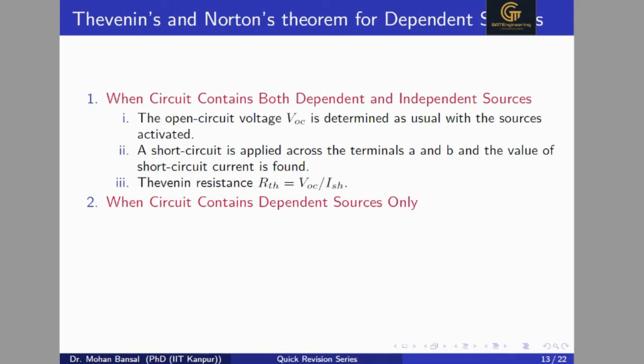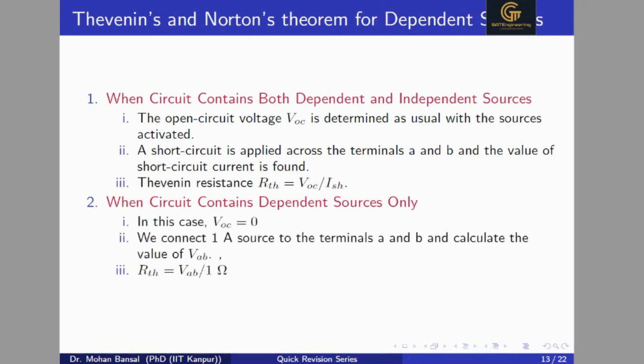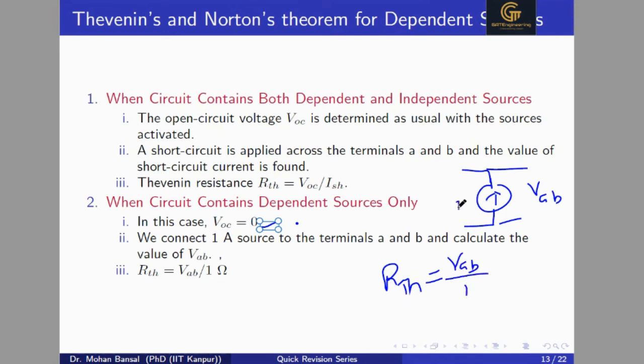In the other case, when we have only dependent sources, we'll consider VOC is equal to 0, because there are no independent sources given, and dependent sources depend only on current and voltage from the other terminals. When independent sources are not given in the circuit, we consider VOC is 0, and we consider a 1 ampere current source across the load terminal, and we find the voltage across this current source VAB, and this will be equal to the resistance across this terminal, RTH. So you will understand it a little later. Just wait for a minute.